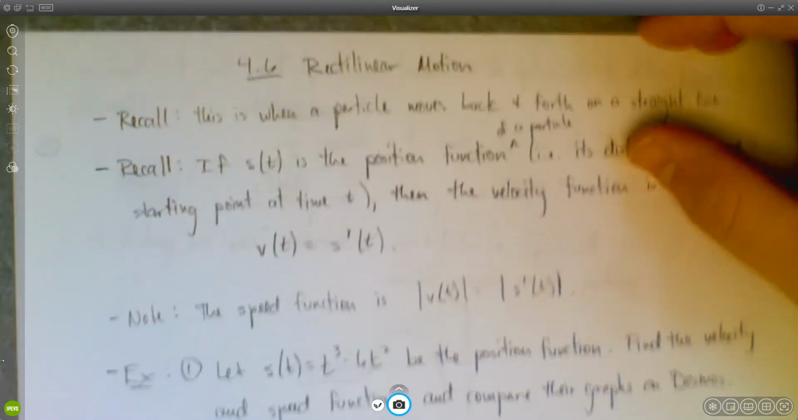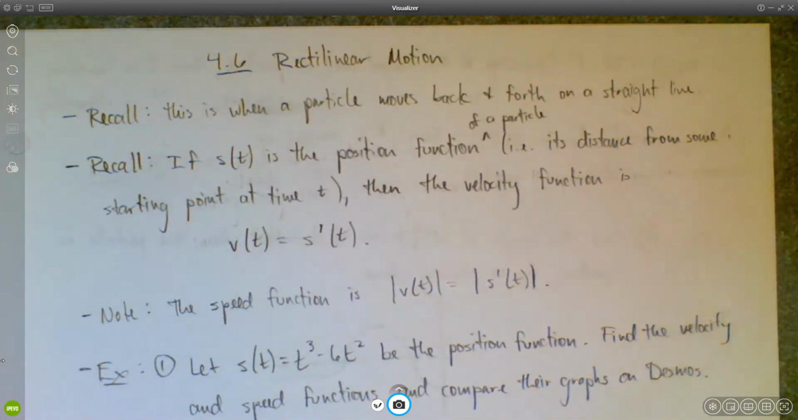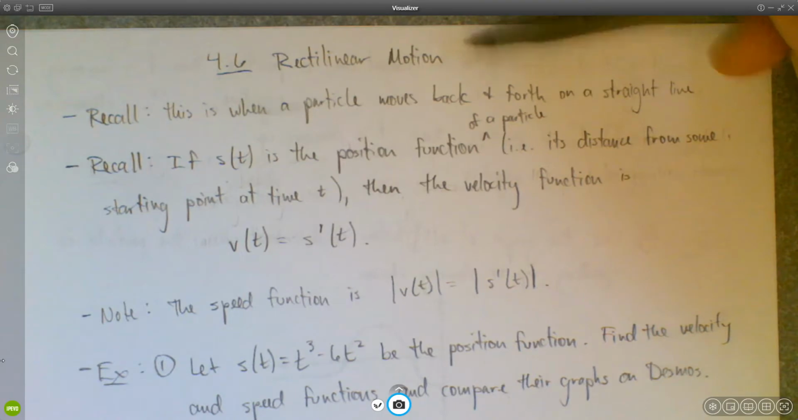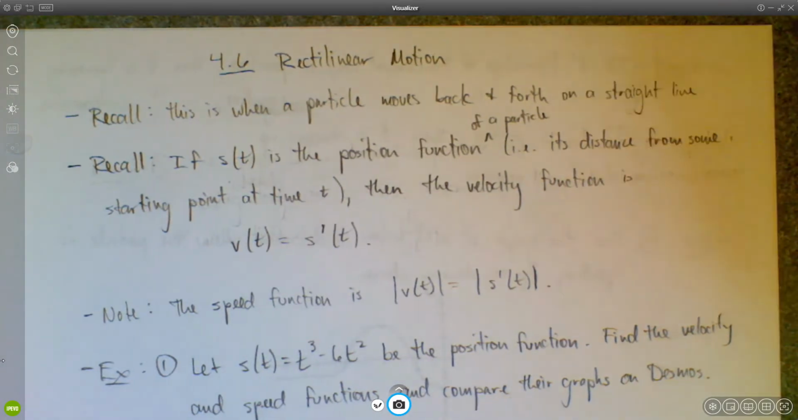And you might think, well, that's not very useful. But you'll see as you move through your physics classes and in calculus 3 how this really does apply when you're working in 3 dimensions as well, or really any number of dimensions. So if you can understand rectilinear motion, then you'll understand all kinds of motion. Anyway, we're just going to work with one dimension in this class.